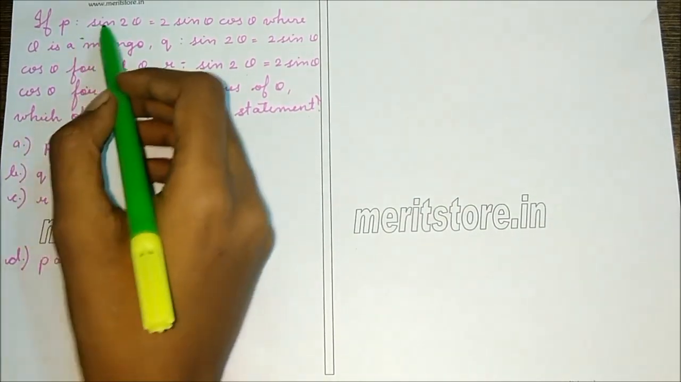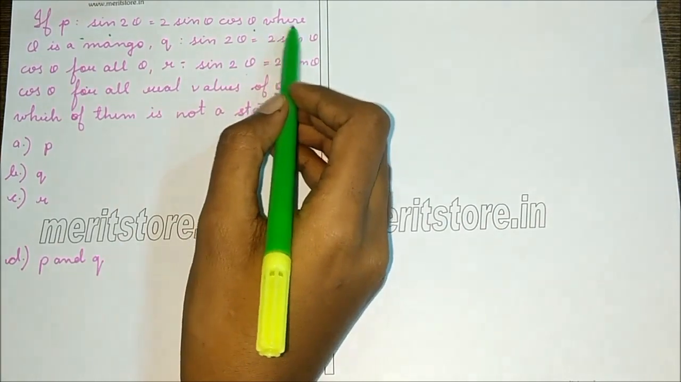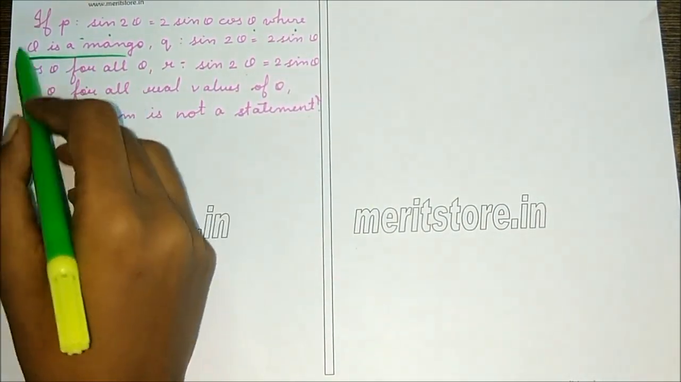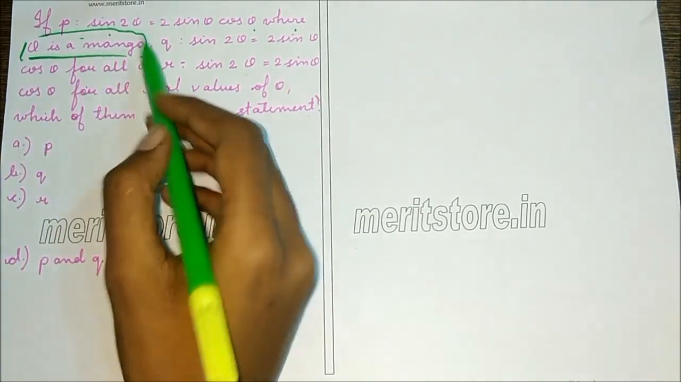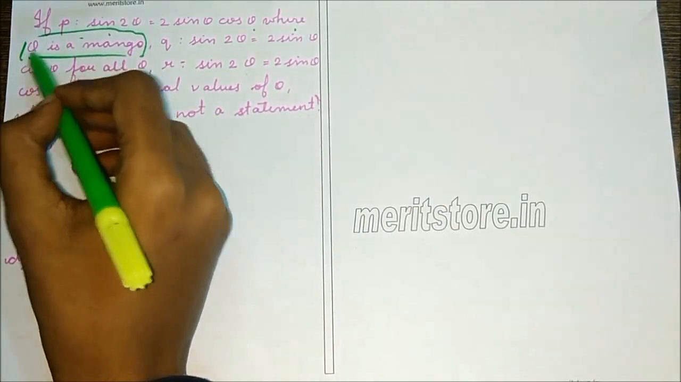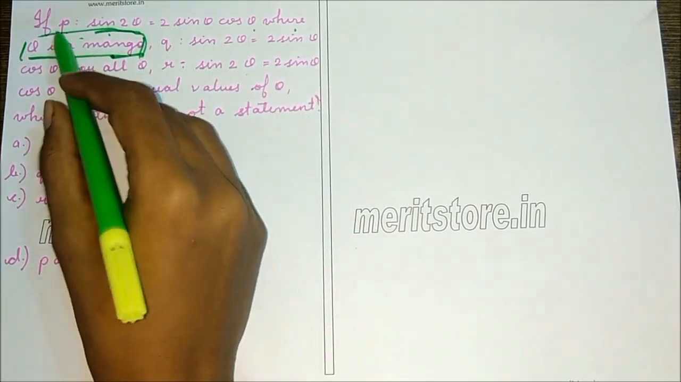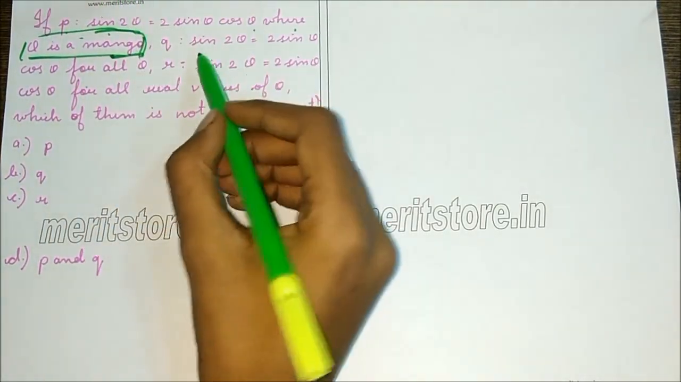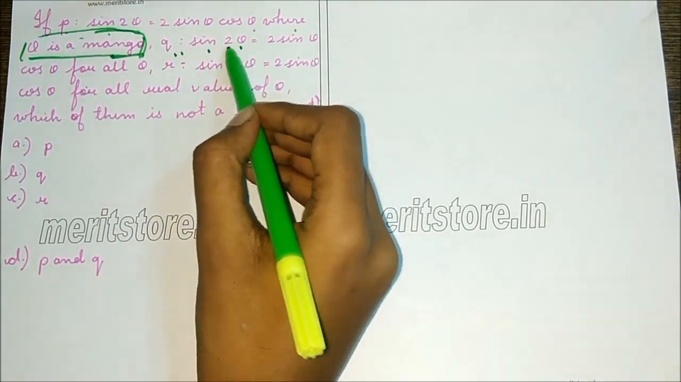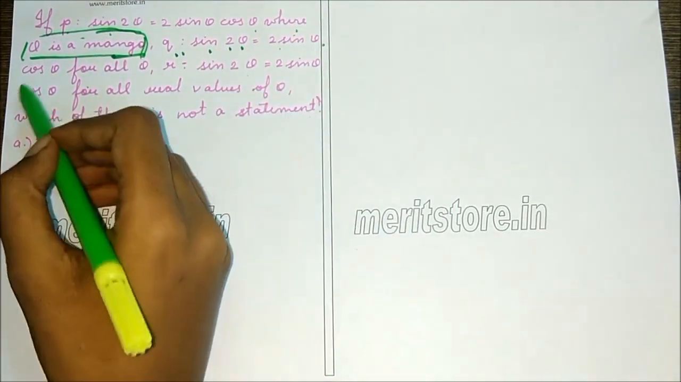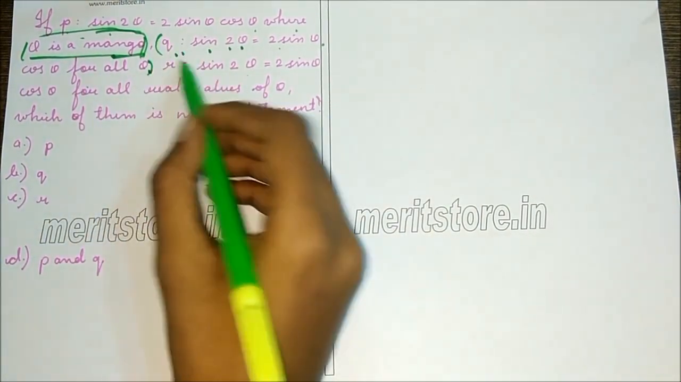So let's check P. P is sin theta is equal to 2 sin theta cos theta, where theta is a mango. Even though this is false, it is specific. It is specifying the value of theta, which is a mango. So P can be considered a statement. Let's check Q. Q is sin 2 theta is 2 sin theta cos theta for all theta. Let's keep this aside for a while.